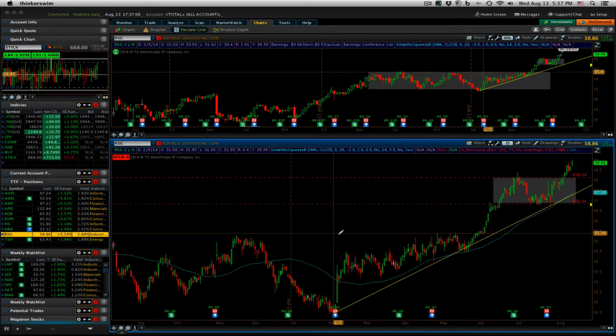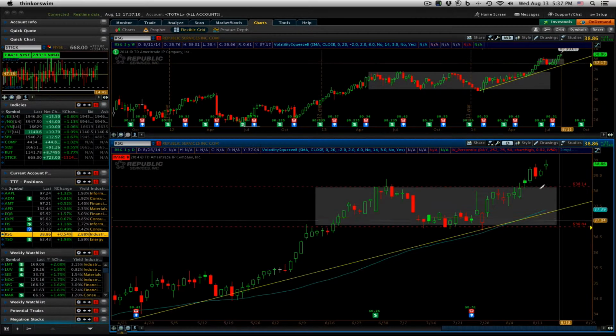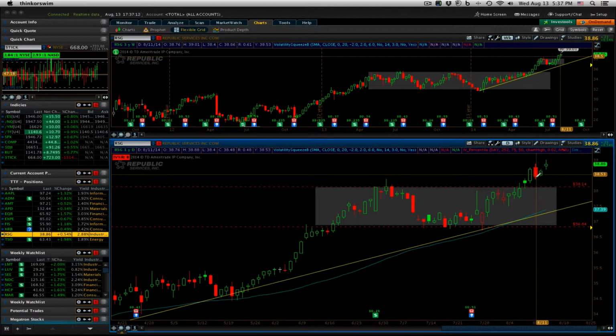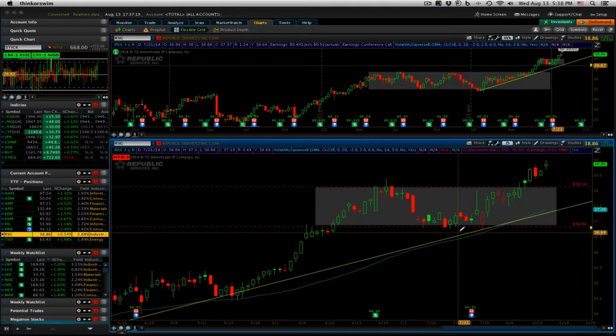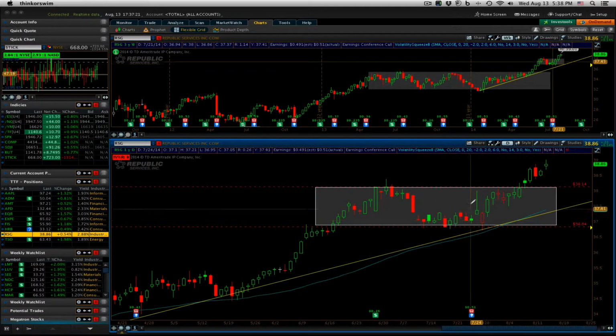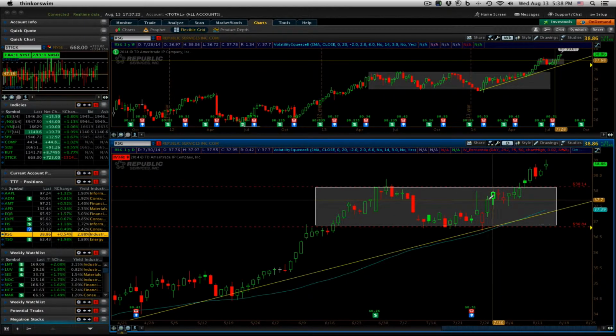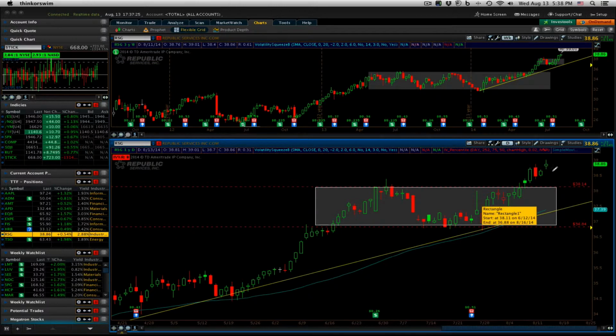RSG, again, moving higher. Again, we had a pretty rough entry on the 11th, which was Monday, and now we're moving higher. So right now, stop still 36.84. Eventually, we could probably move it to this 37.70, but again, that's down the line.